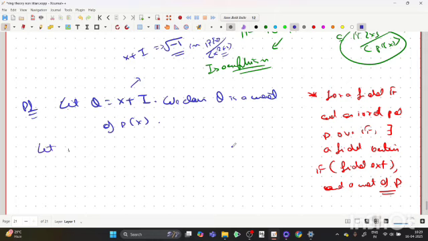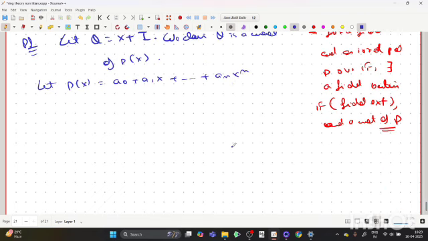Now let p(x) be written as a0 plus a1 x and so on till an x to the power n. Now see, we could have also chosen a monic polynomial. Why? Because we are working inside a field, an is assumed to be non-zero, so I can divide the whole polynomial by an and choose the new polynomial to be the monic polynomial. But I think it won't make any difference.